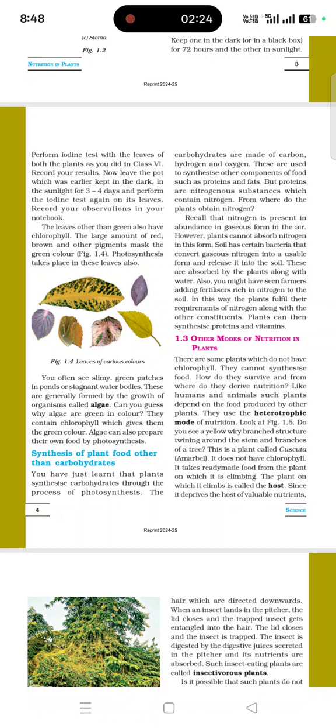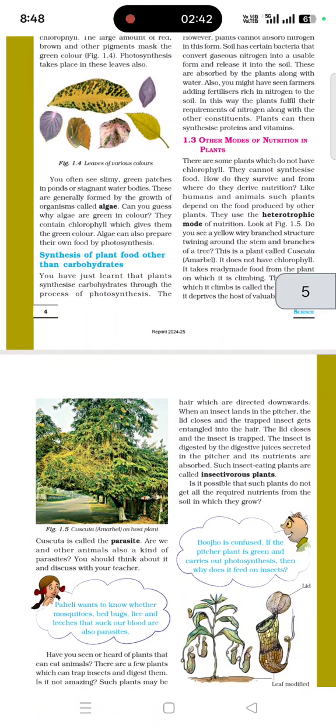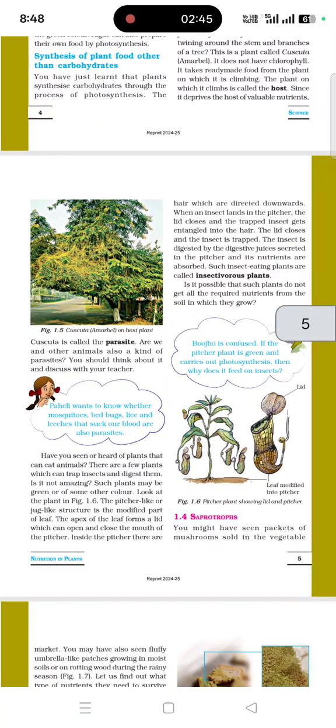There is a plant called Cuscuta that doesn't have chlorophyll. So it climbs upon a host and is dependent upon the host for its survival needs. It takes the nutrition from the host plant because it cannot produce chlorophyll on its own. That particular plant is said to be a parasite, and the plant it lives upon is said to be the host plant. So this is the case of Cuscuta.